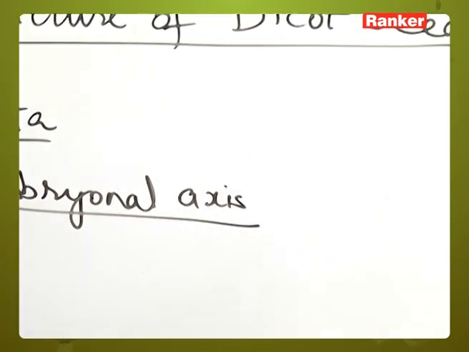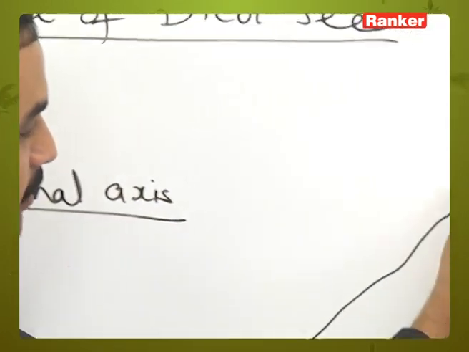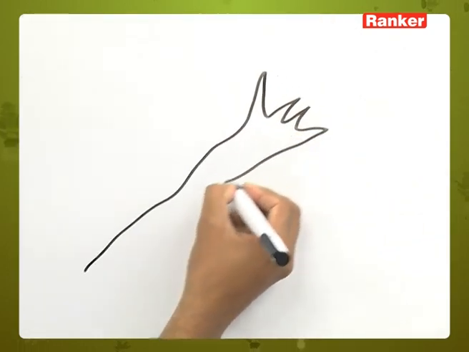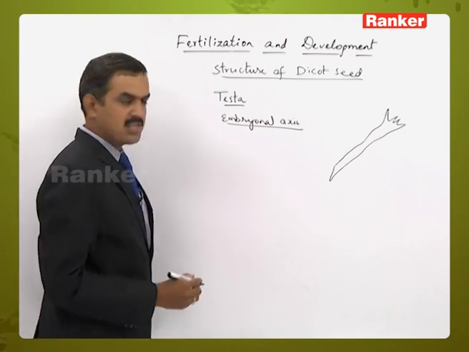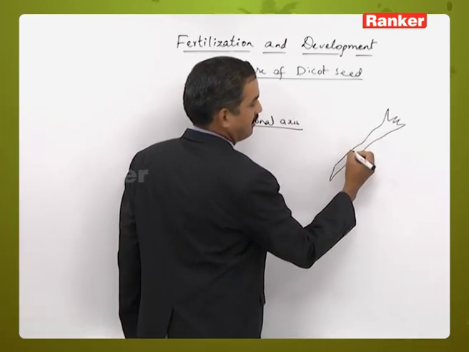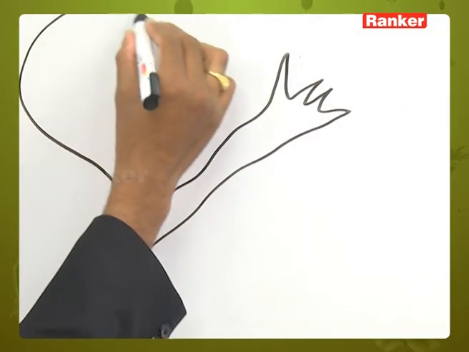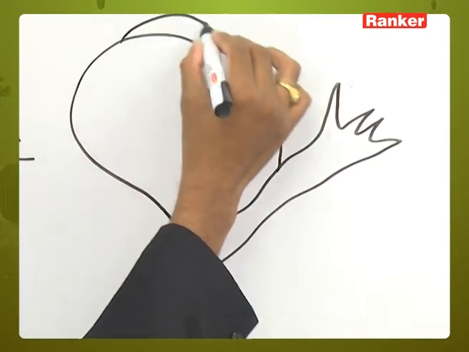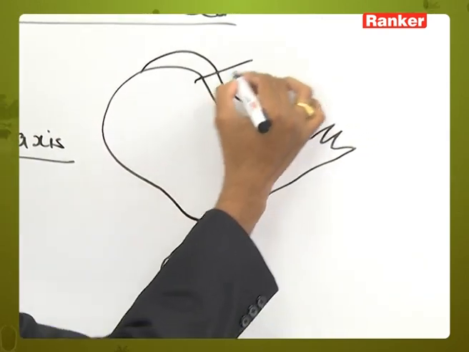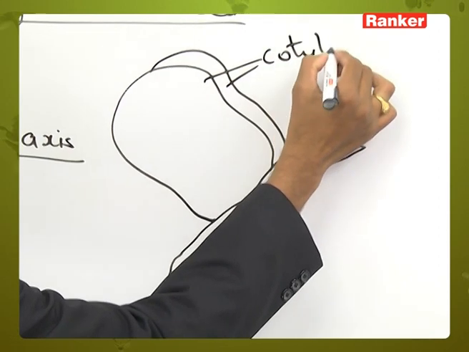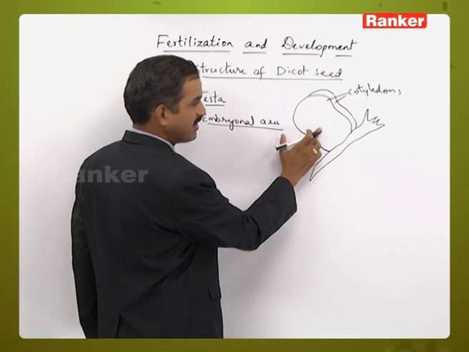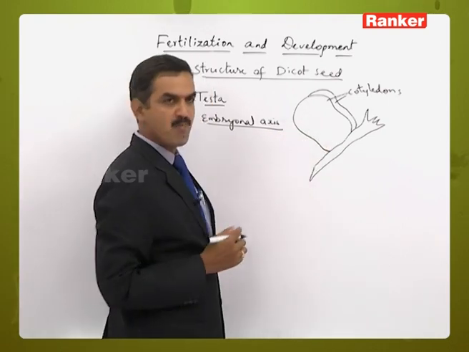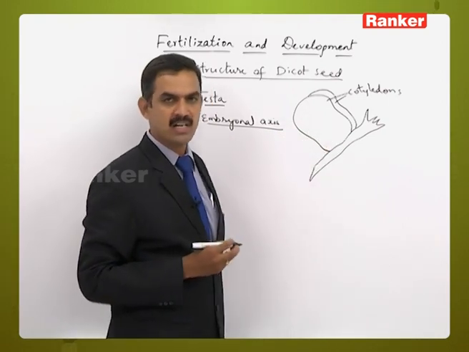This embryonal axis is called the tigellum, and in this tigellum, on one side we can see the presence of swollen structures. These swollen structures are called cotyledons, and the portion where the cotyledons are attached to the embryonal axis is called the cotyledonary node.